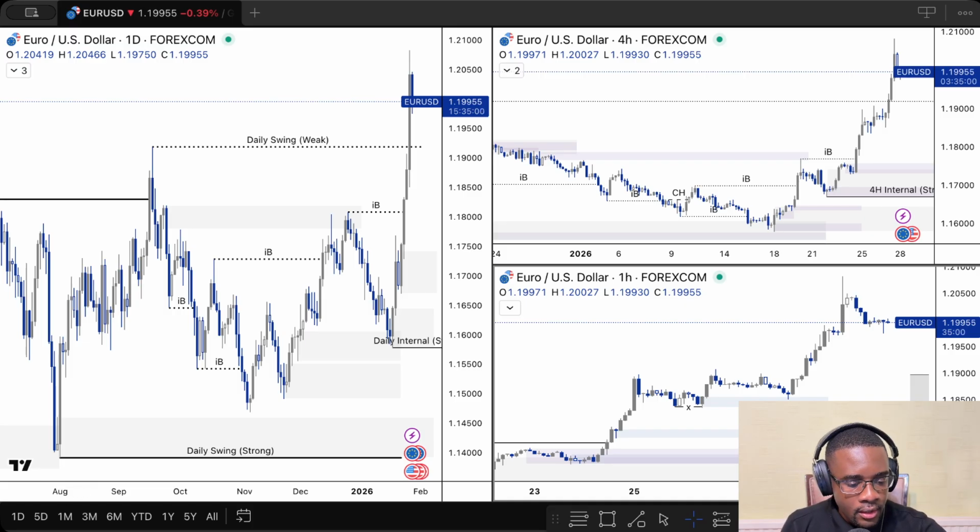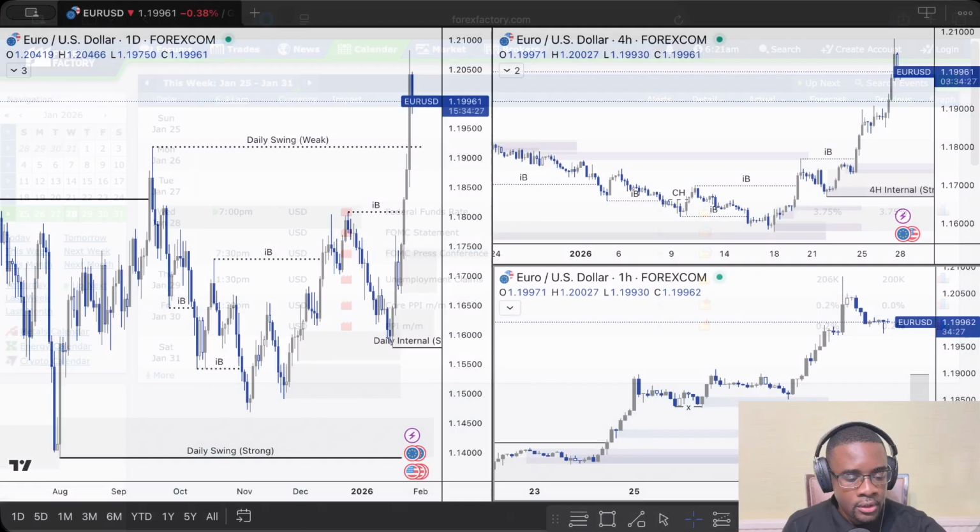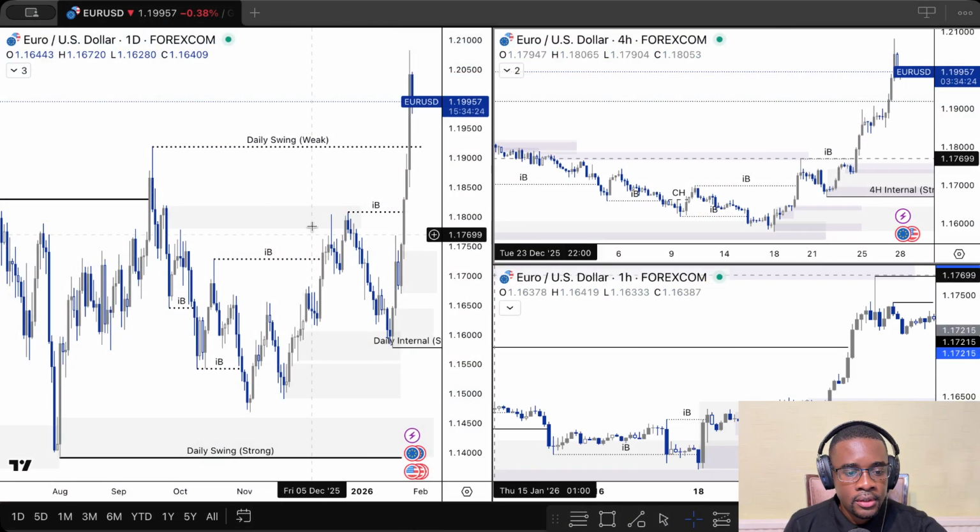All right, so let's jump into Forex Factory. Today's a big day. It is Wednesday. We have the federal funds rate, so that's the interest rate decision, and an FOMC press conference. So we are expecting huge volatile movement in the markets around the time of this news. Okay, so let's jump onto the charts and let's see.